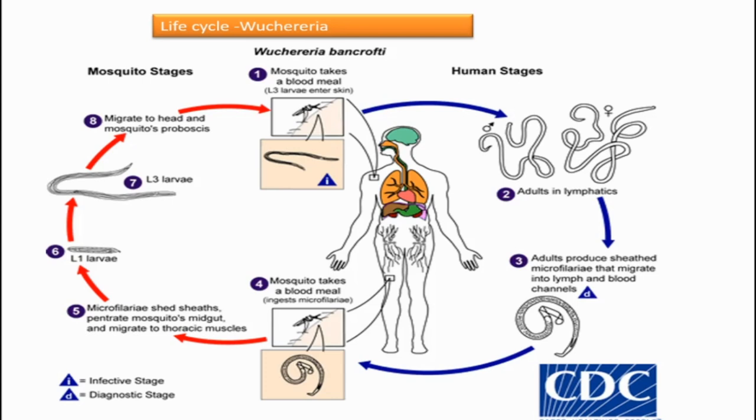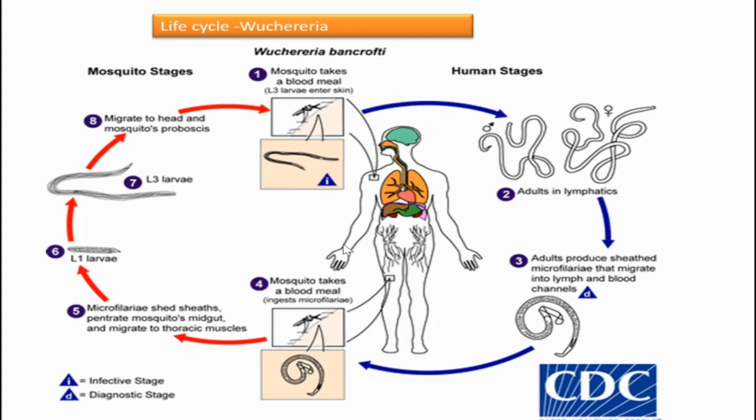Means during daytime it lives in deep blood vessels. Deep blood vessels means the blood vessels present inside the deeper portion of the body. And during night time, that larva, the microfilaria, migrates to the superficial blood vessels, seen on the surface of the body. Why is it migrating to the superficial blood vessels? Only then, when a mosquito comes and bites this person, can it enter the body of the mosquito. That's why. Then when a mosquito bites that host, that worm enters the body of that mosquito.